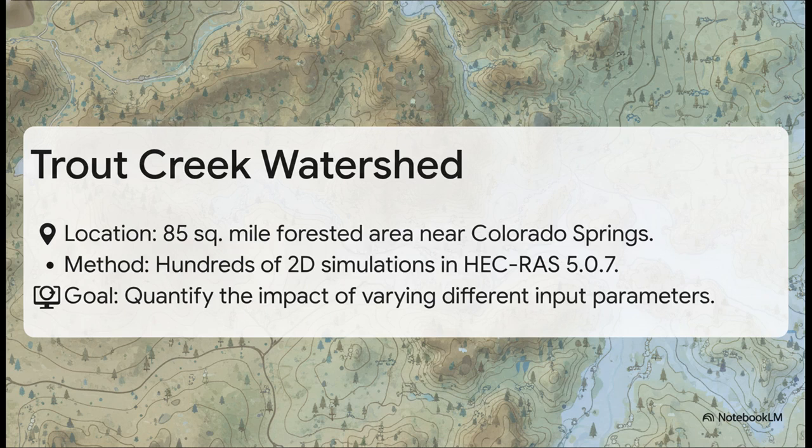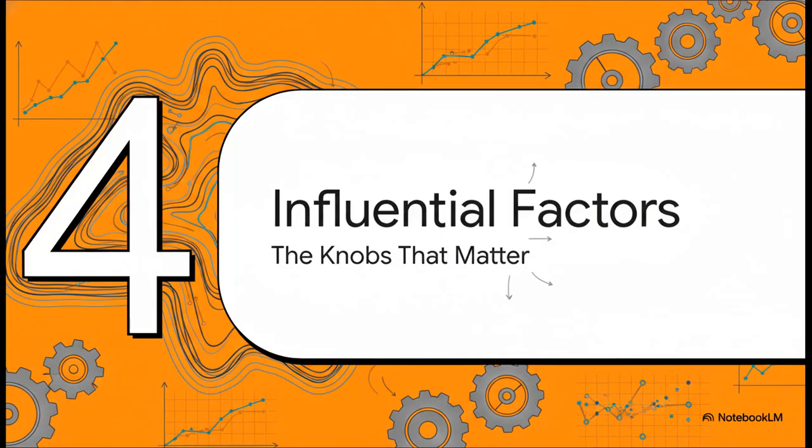The team ran hundreds and hundreds of simulations, and each time they would systematically change just one variable, one knob, to see what would happen. The goal was simple: measure exactly how much each of these little adjustments could change the final flood prediction. And the results? Well, they were a real eye-opener. They highlighted a few key factors that have a totally outsized impact on the final numbers.